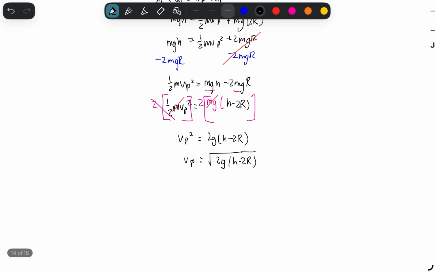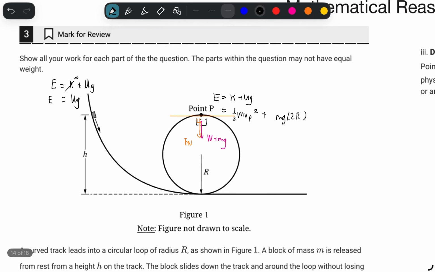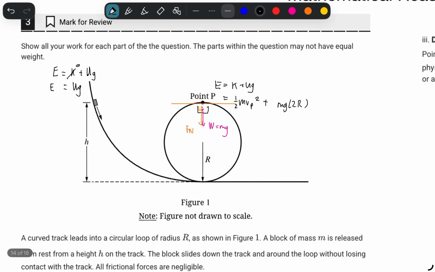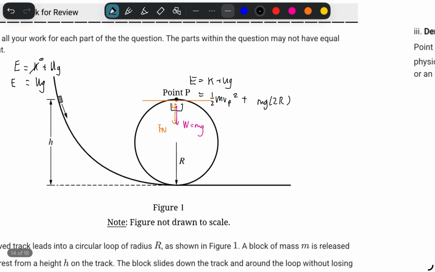So this makes sense because our block is going to start with our UG, gravitational potential energy, at the top of the loop. And when we're at the top of the loop, some of that energy is going to go back to our gravitational potential energy, while the rest is going to become kinetic energy.